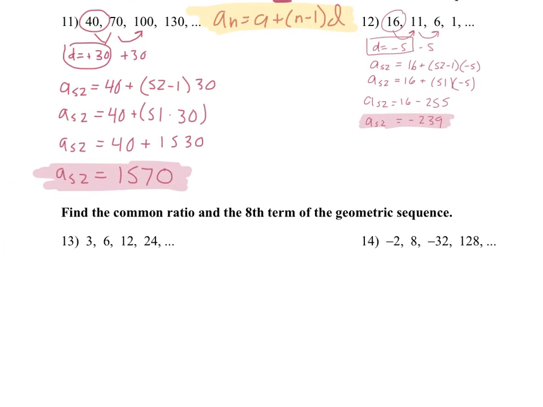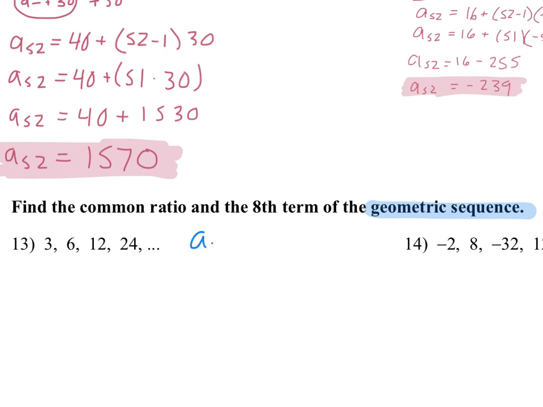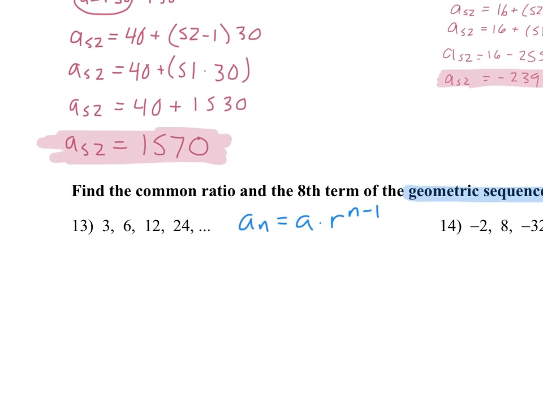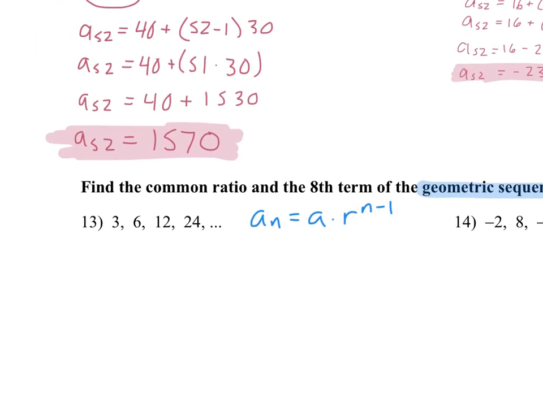Okay, our last section here is geometric sequences. So for a geometric sequence, the formula we use is a of n is equal to a times r raised to the n minus 1 power. And our r is our ratio. So here we're trying to find the 8th term, so our n is 8.